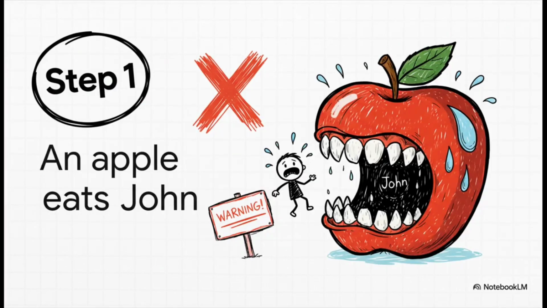Okay, so let's go back to our simple sentence. Step 1, switch the subject and the object. So John and an apple trade places. That gives us an apple eats John. Whoa, okay, that's not right, and honestly, it sounds like something out of a horror movie. But don't worry, we're not done yet. This is just the very first step.